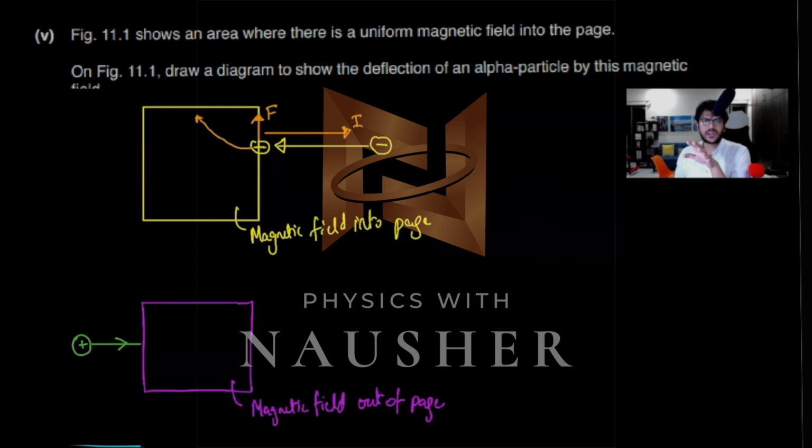Sena, whenever they ask you to define current, current is defined as the rate of flow of positive charges.